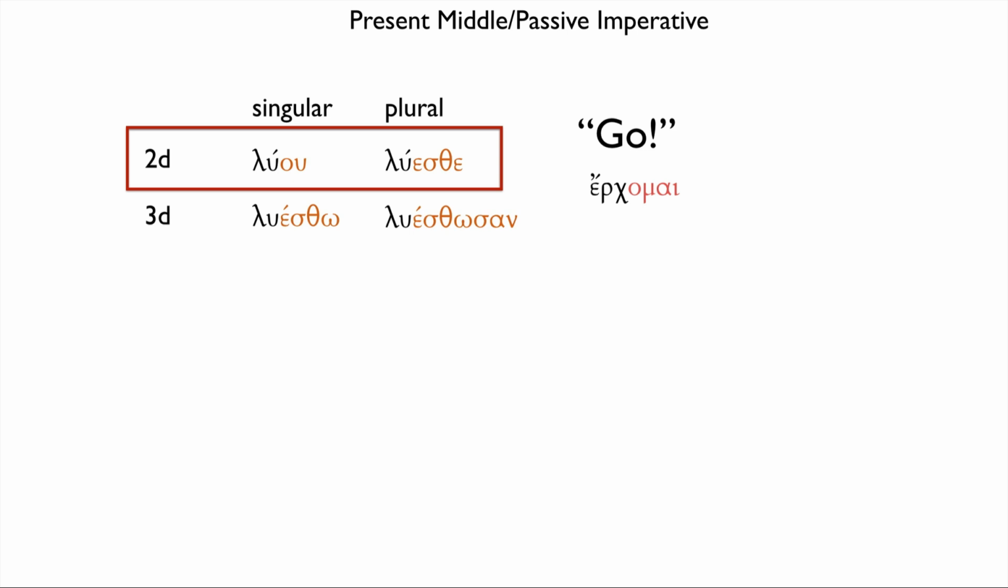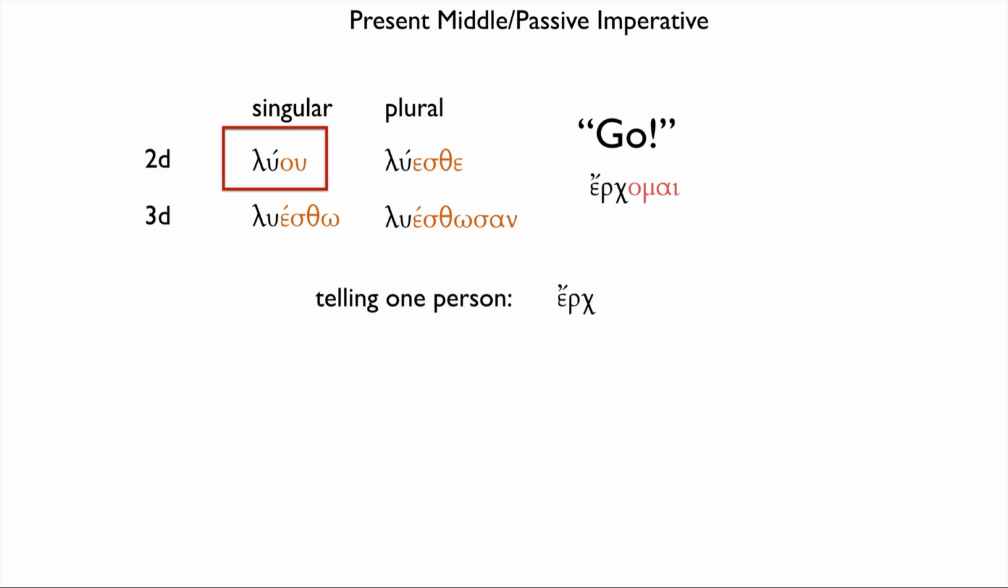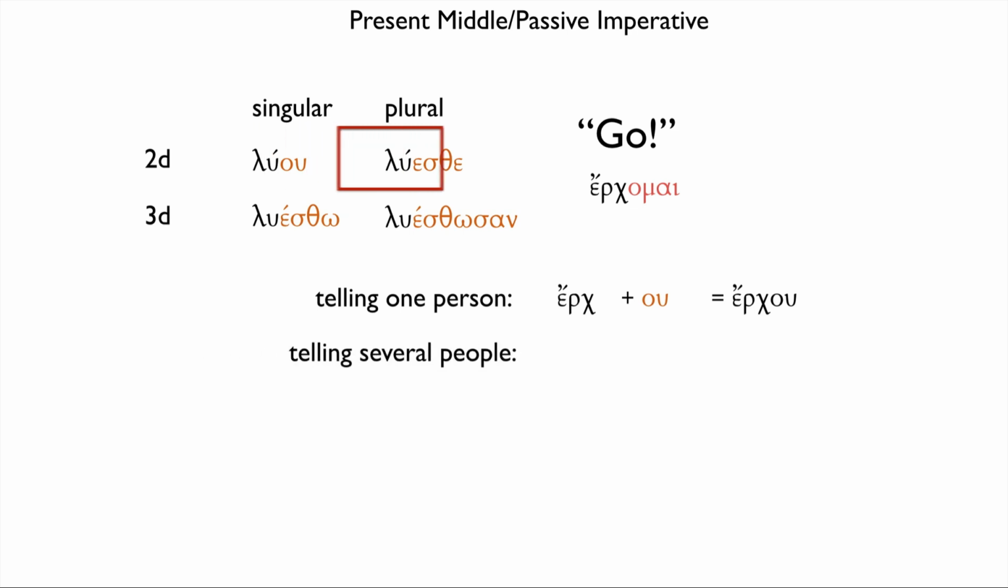So let's conjugate the imperative go. First of all, if we wanted to tell one person to go, we'd strip away our conjugated ending omai, giving us the stem erch. And because we're telling just one person, we're going to use the singular middle passive ending. Erch plus ou gives us erchou. That's how you say go or come. Likewise, if we want to tell several people, we're just going to use erch plus the plural ending, and that's going to give us erchesthe. For the most part, when we encounter the middle passive forms, it will be because we're dealing with deponent verbs which have to use those forms.